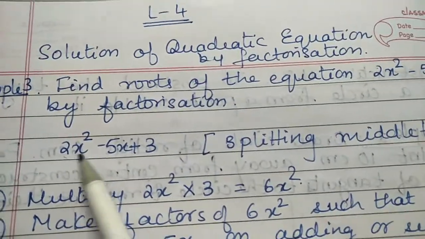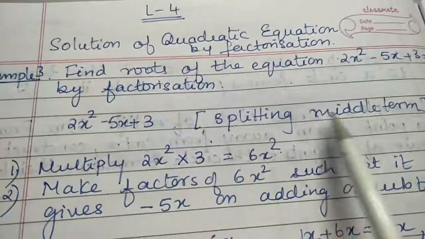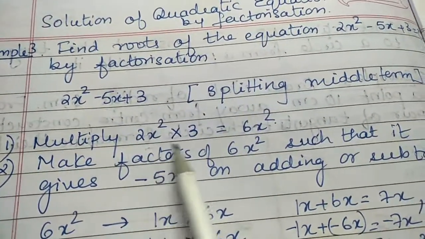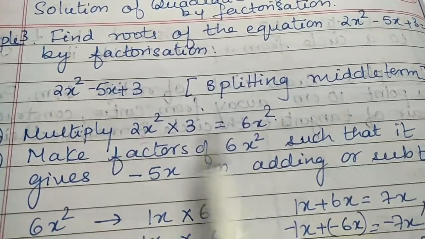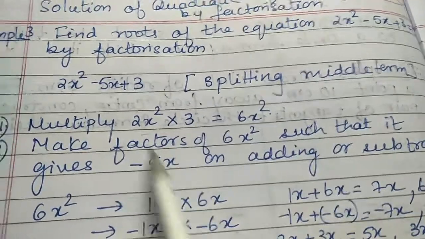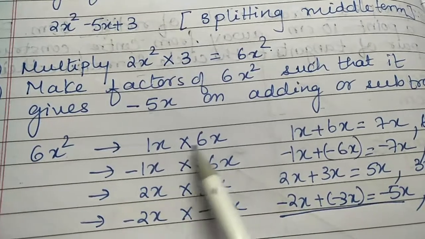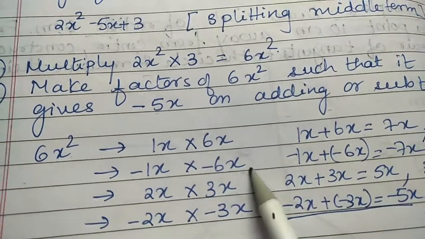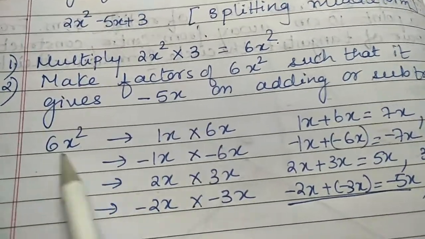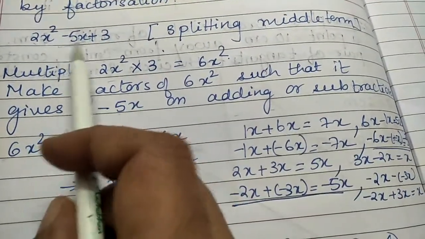This is the equation 2x square minus 5x plus 3. So you have to split the middle term, which you have already learned in the lower class. For that, the first step is to multiply the first term and the last term, that is 2x square into 3, we get 6x square. The second step is to make the factors of 6x square in such a way that they give minus 5x by adding or subtracting. That is, for 6x square you have x into 6x, minus x into minus 6x, 2x into 3x, and minus 2x into minus 3x. All these factors give us 6x square. Now these factors, when you add or subtract, should give you minus 5x.